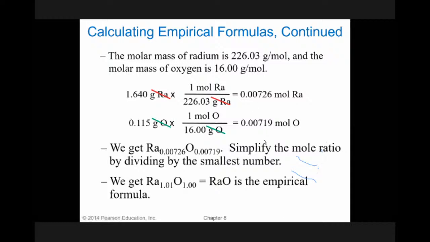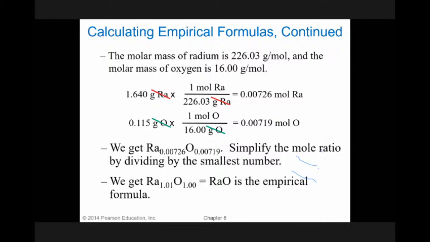Which one do you think is bigger? Oxygen, 719. 719 is bigger? You sure? That's the mole, isn't it? Just compare the two numbers. Tell me which one is larger. Okay, then the radium one. Exactly. 0.00726 is bigger than 0.00719.